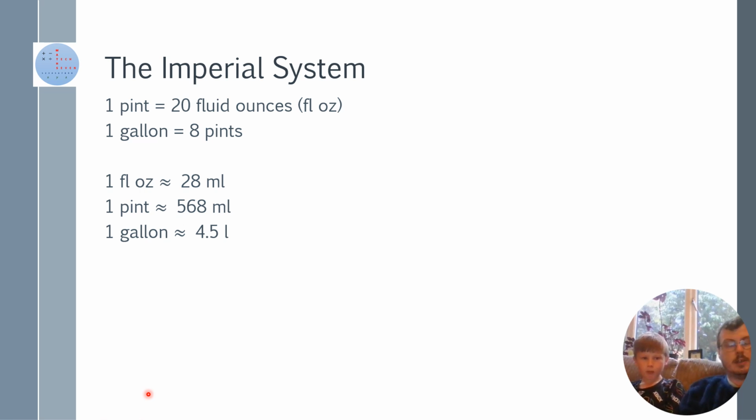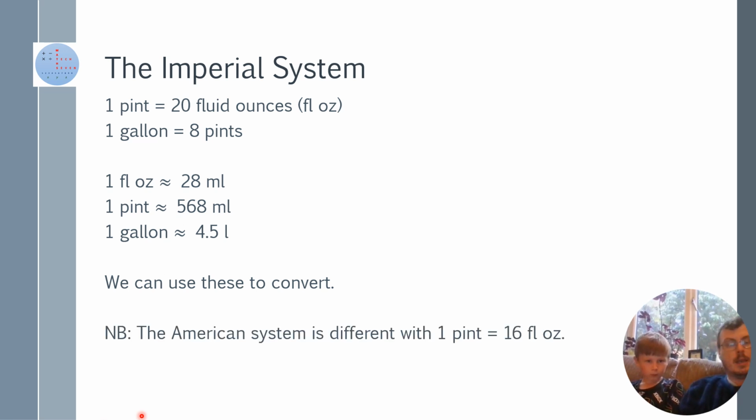Whichever is easiest. So again, you can see we've got the ones on the left-hand side. So as before, going left to right would multiply and right to left would divide, just to maintain that little consistency again. The American system is a bit different. 1 pint is equal to 16 fluid ounces, but because of where we are, we're going to concentrate on the British imperial system.